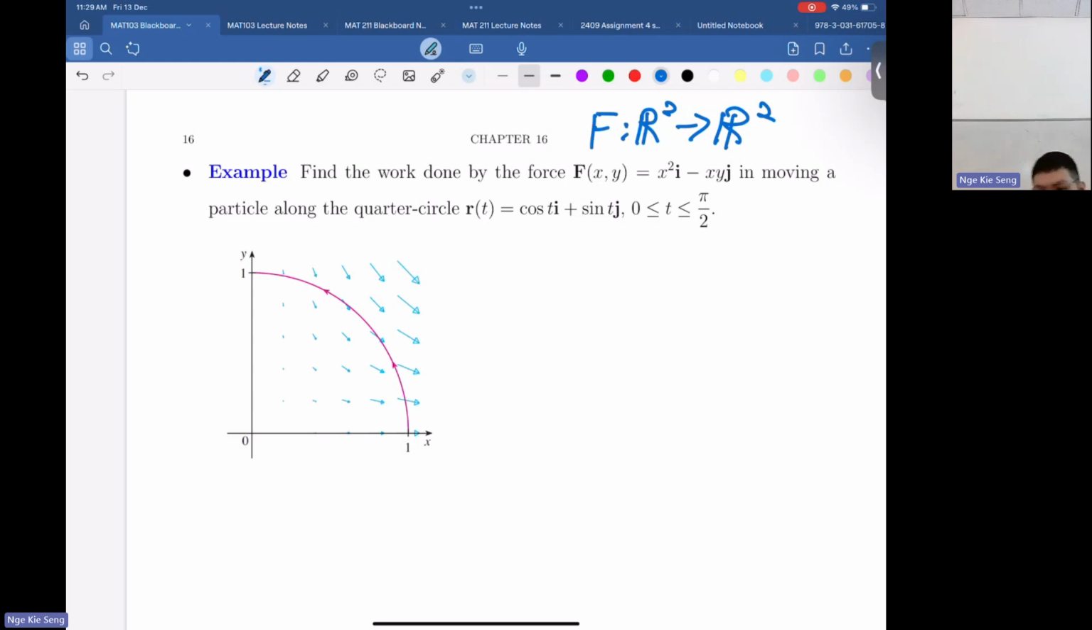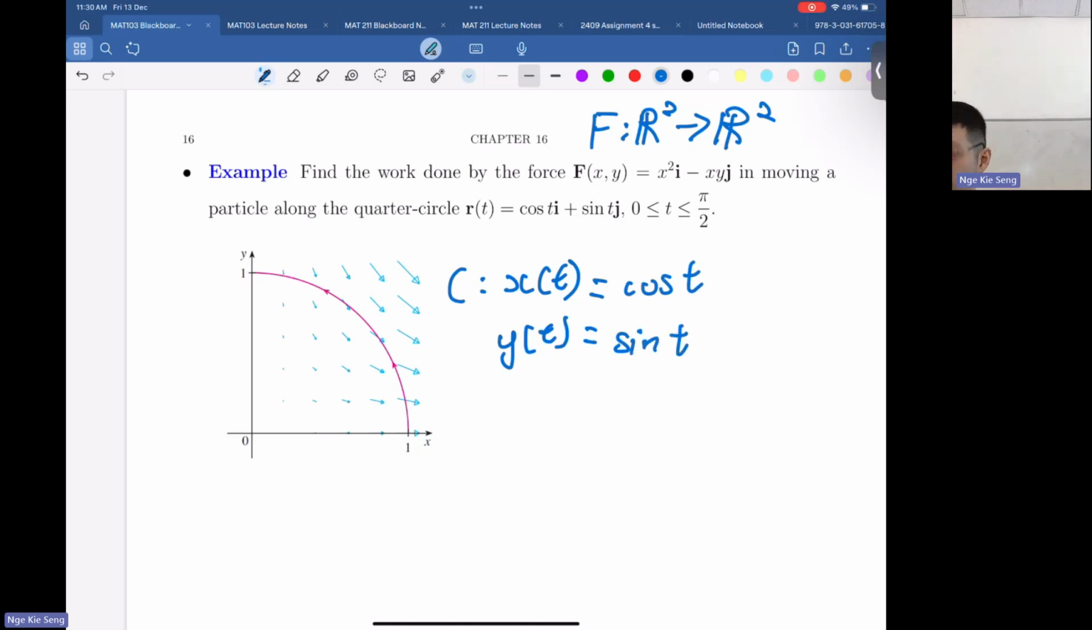It's a vector field from R2 to R2. And then we already parameterized this curve here. So how do we parameterize this? So what's your x and y in terms of t? Any idea? Okay, so the x coordinate should be cos t, and the y coordinate should be sine t, with t going from 0 to 2π.